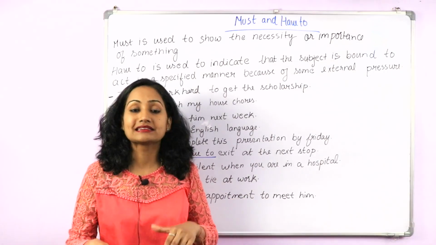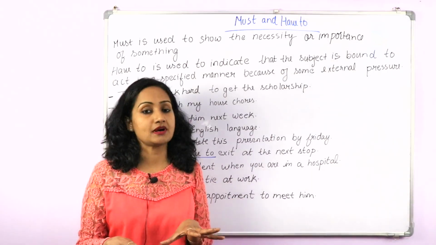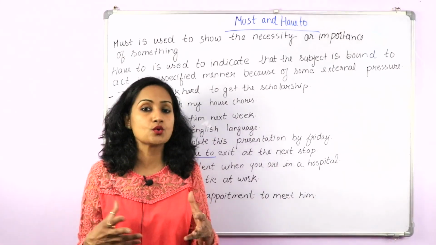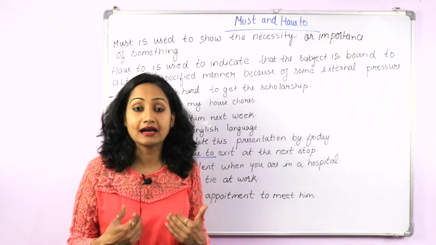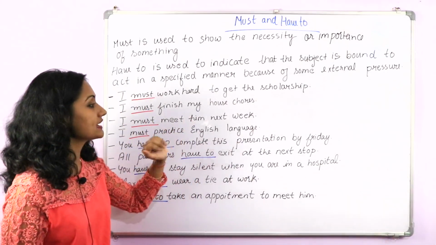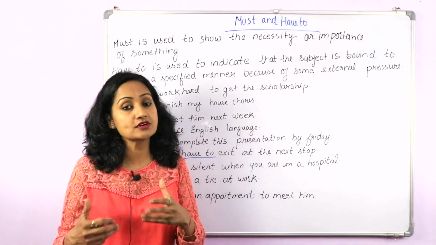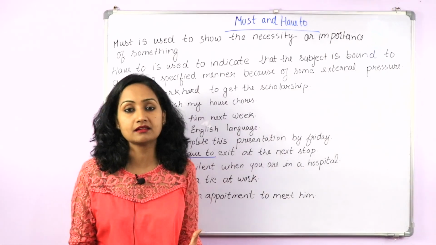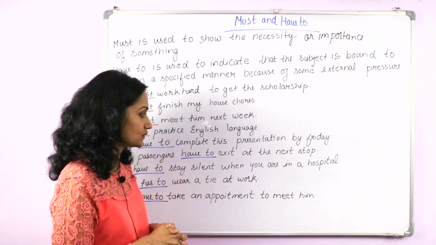It's not an external obligation. I'm not answerable to anyone. No one has asked me to do it. I think it's important. That's why I'm doing it. I must meet him next week. Again, a personal obligation. I think that I must meet him next week.